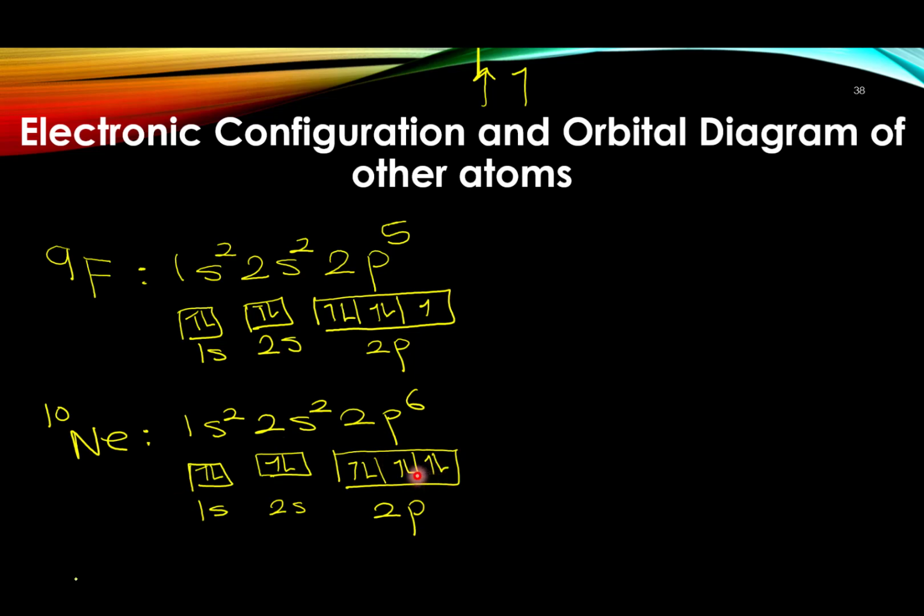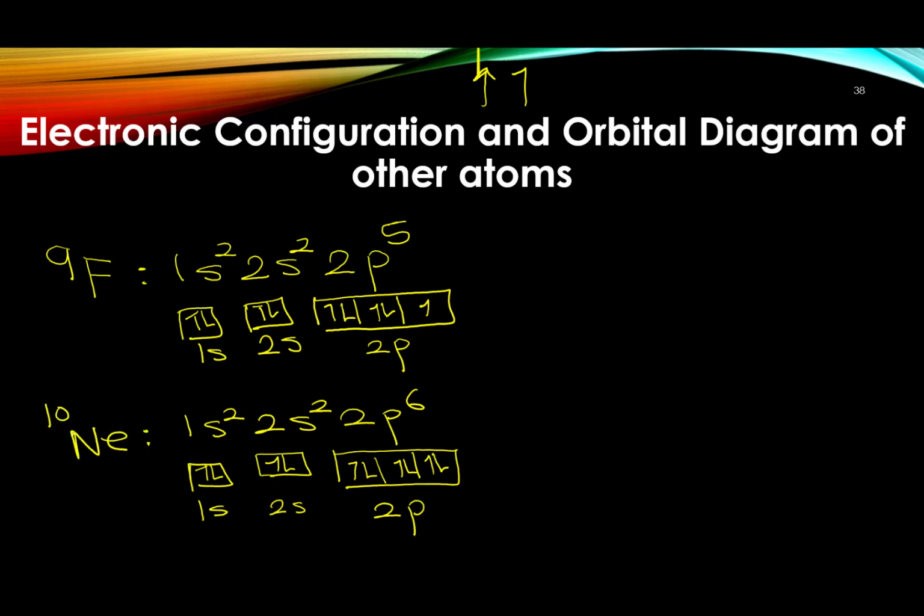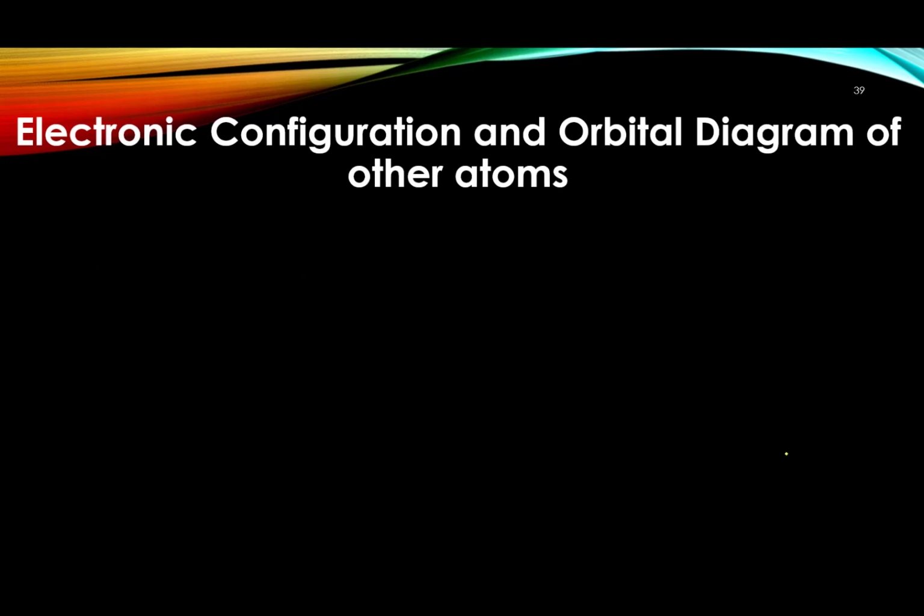Now let's do one more. Let's do magnesium. Okay. If you look at the periodic table, the magnesium atom has 12 electrons. Then it's going to be 1s2, 2s2, 2p6. Now it's 10. Okay?